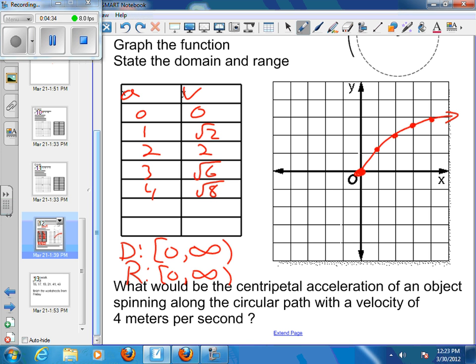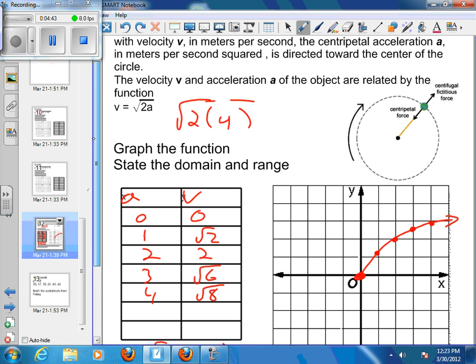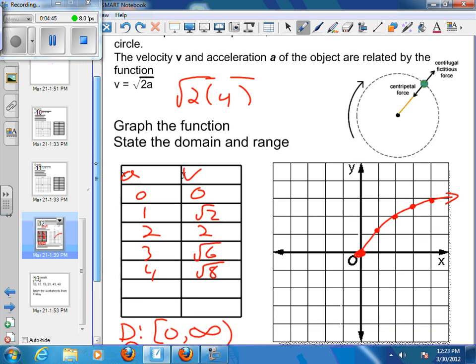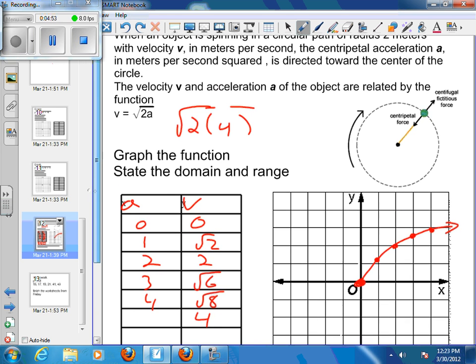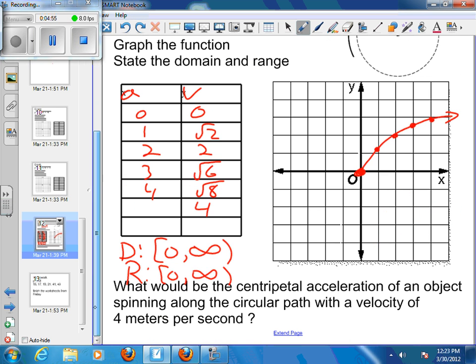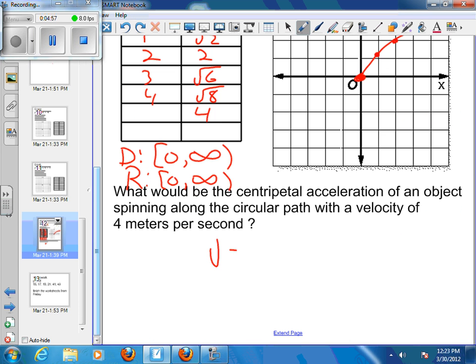Now, what would be the centripetal acceleration of an object spinning along the circular path with a velocity of 4 meters per second? Okay, so the velocity is 4, and we want to find the acceleration. So that means we're putting a 4 in for v, and then we're solving this. So v is equal to the square root of 2a. And we want to put a velocity of 4 meters per second. So the 4 is going here.